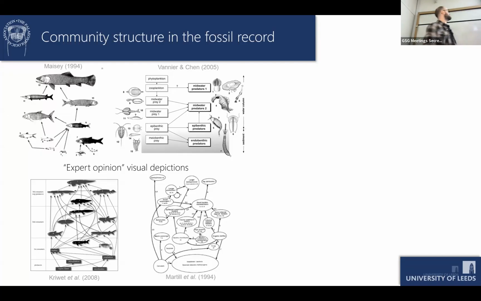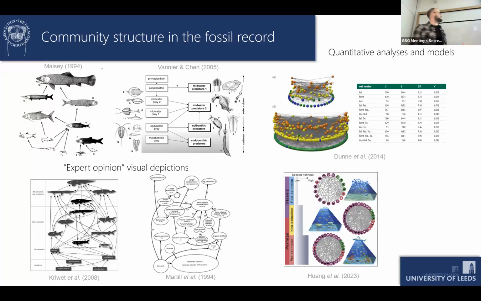We can't really say anything ecologically about how structure compares to present day or how it's changed through time if we're just basing it on visual depictions. There have been some quantitative analyses and models more recently, but one of the problems with these approaches, even though they're starting to quantify structure and function in the fossil record, is that they still rely on subjective expert opinion of what eats what within these communities.